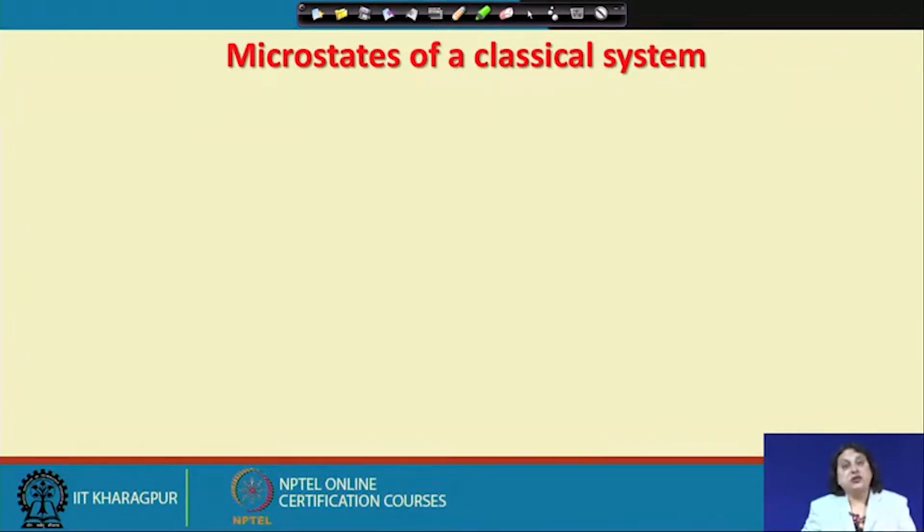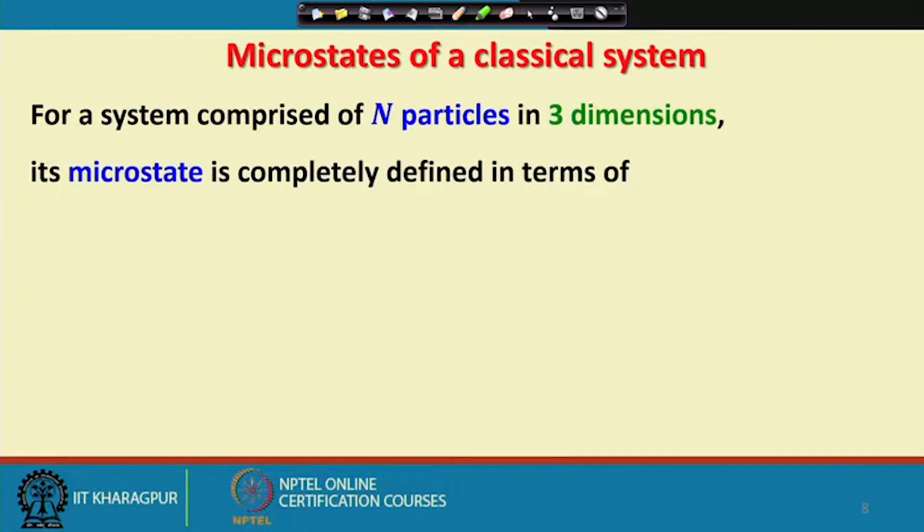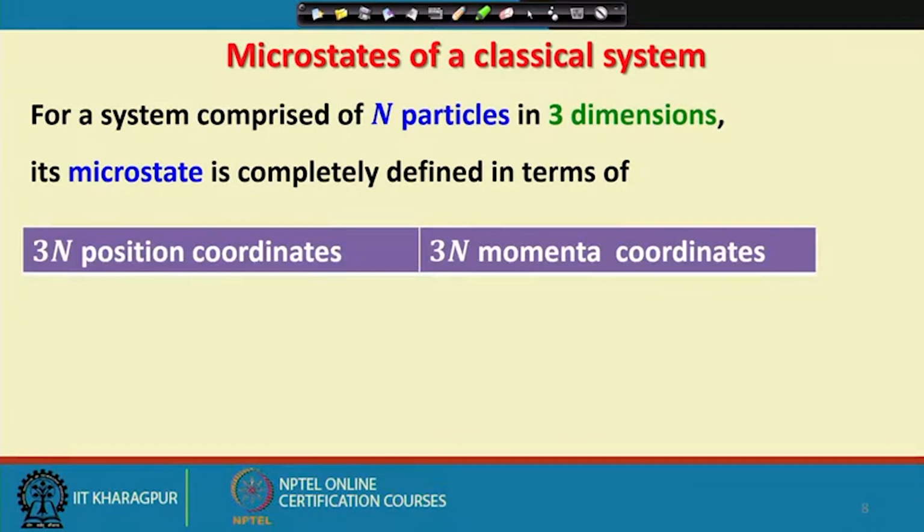Now, the very first question when you formulate the principles of such a theoretical description is that you have to start from the definition of the microscopic state of a system. So, if I have a system comprised of classical particles at the microscopic level, how do I describe the microscopic state of a system like this? Let us say that I have capital N particles in a three-dimensional system. In that case, its microstate is completely defined in terms of its position coordinates and momenta coordinates.